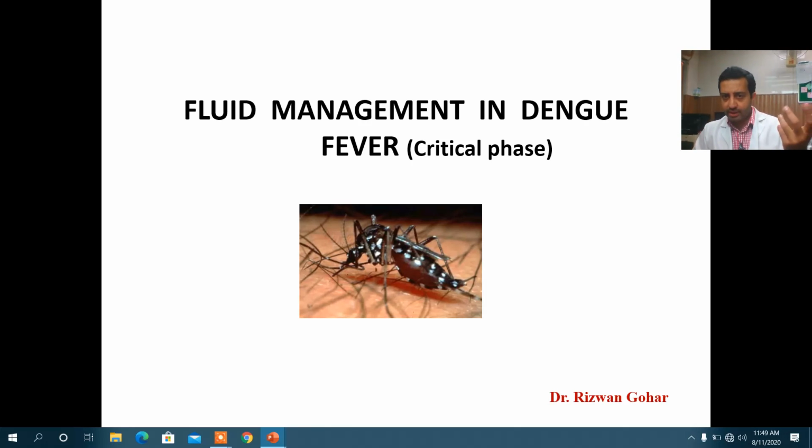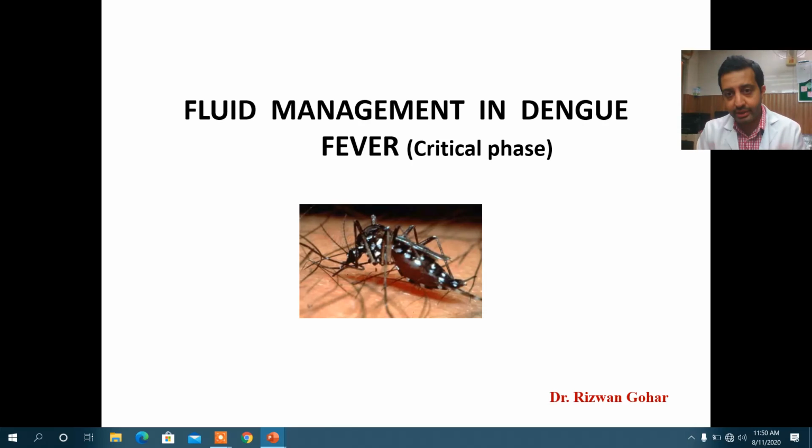As we know, the critical phase remains for 24 to 48 hours. In dengue fever, whenever the fever settles after 3 or maybe 4 days of initial onset of illness, the critical phase may arise in some patients. This critical phase is very important as regards fluid management, because there can be severe volume loss, and this volume loss can lead to hypovolemia, hypotension, a state of shock, and multi-organ failure.